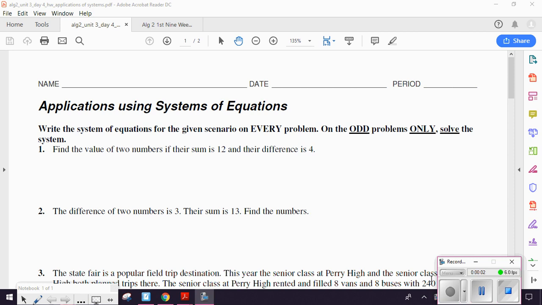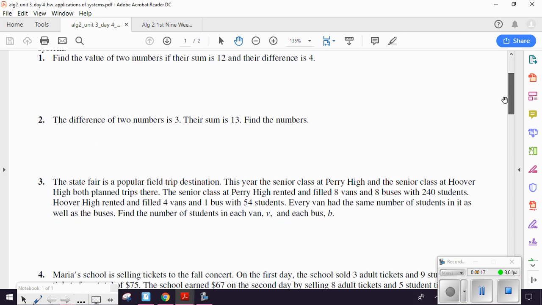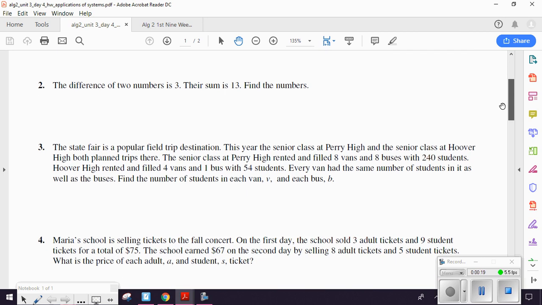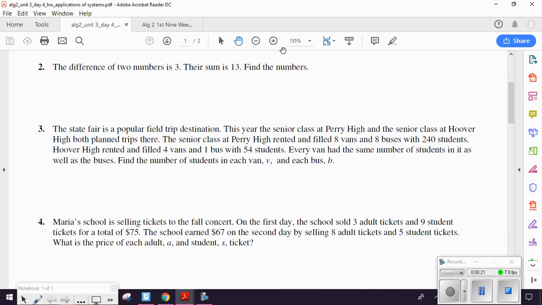This is your homework tutorial for applications using systems of equations. I will help you set up the even problems only. So we have to write a system for every scenario. The odd problems, you have to not only write the system, but you also have to solve it.